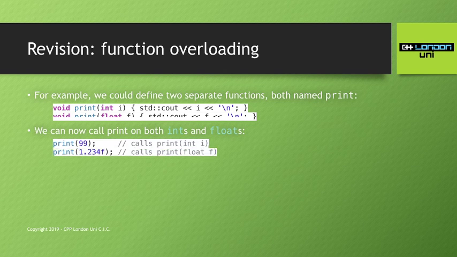And what this means is that we can now call print both on floats and on integers. So if we call print and give it an integer, 99 in this case, it's going to choose the first function. It's going to call print for integers. And if we pass a float, like this 1.234f, it's going to select the second one. Does that make sense?